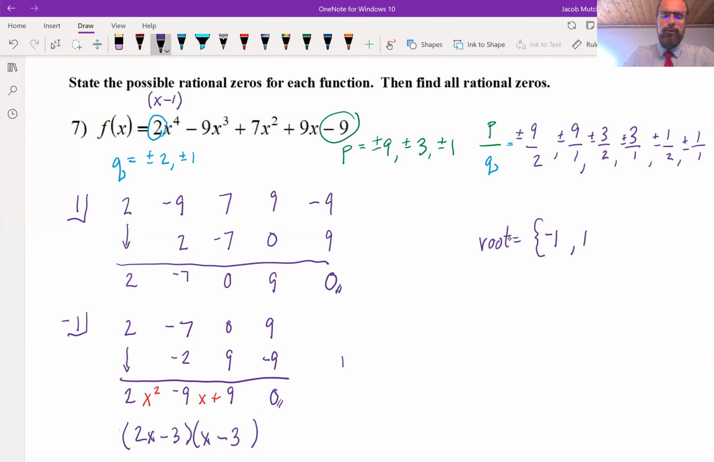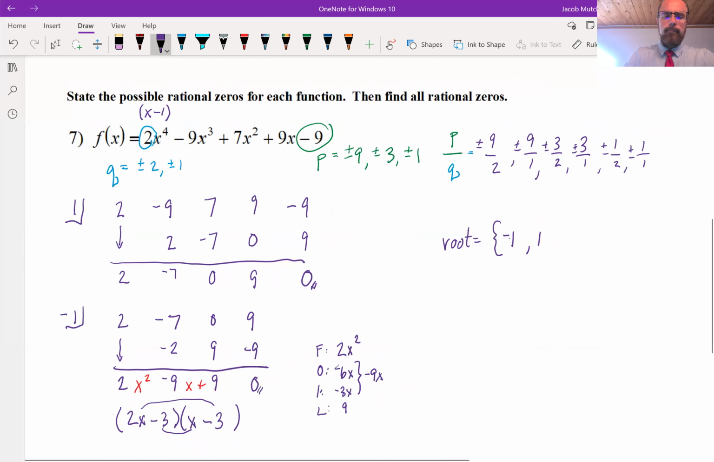Let's check it. So first terms there are going to multiply to 2x times x, 2x squared. And that's correct. Outer terms, 2x times negative 3 is negative 6x. Inner terms, negative 3 times x, negative 3x. And this is what I really want to check, is that sum. Negative 6x plus negative 3x is negative 9x. So that checks out. And then the last terms, negative 3 times negative 3, 9. And that's matching my quadratic. So I see that I've got 2 good factors there.